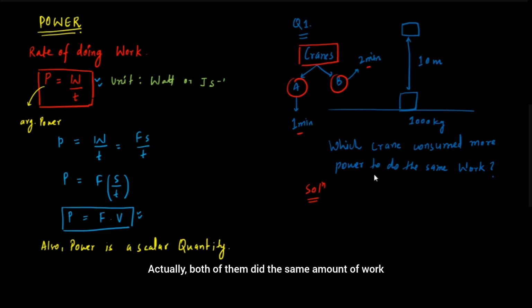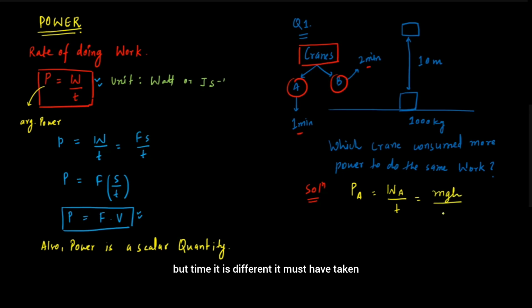Actually, both of them did the same amount of work, but I guess Crane A used more power. Yeah, that's correct. So let me show you how you're supposed to write this answer. First of all, we'll calculate power for both the cranes. Power for crane A is the work done by this crane in the given time. The work done is going to be the same, mgh again, but the time is different.